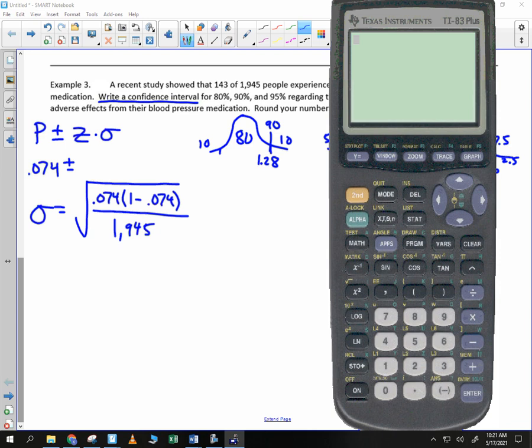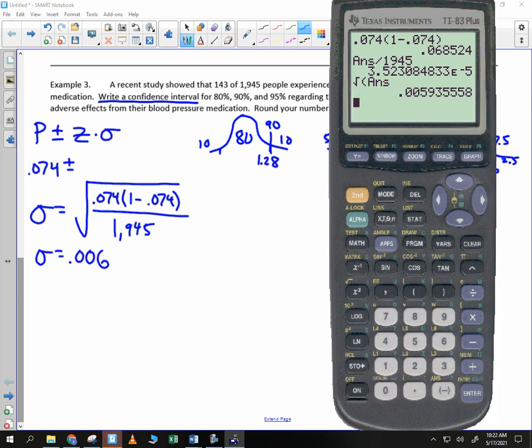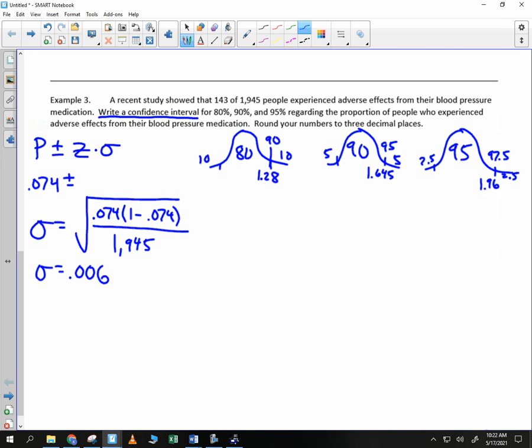So I'm going to figure out that number: 0.074 times 1 minus 0.074, and I divide by 1,945. What do I still have to do with that? The square root. 0.006. Can we call it 0.006? Do I have all the parts that I need to calculate this?